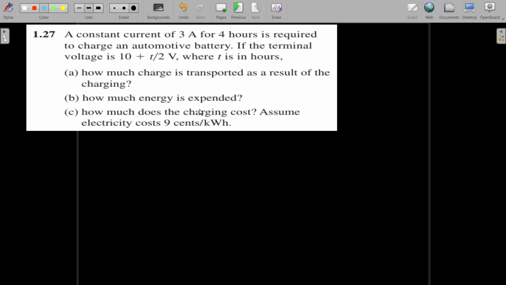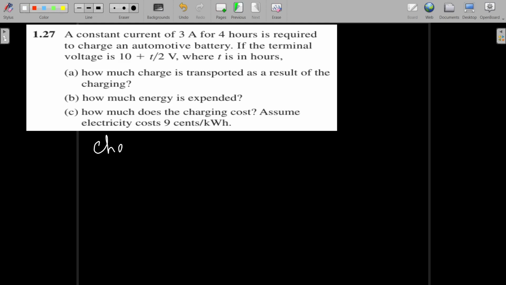How much energy is expended? How much does the charging cost? Assume electricity costs 9 cents per kilowatt hour. Okay, so 3 questions are asked here. How much charge is transported? That is the first question.